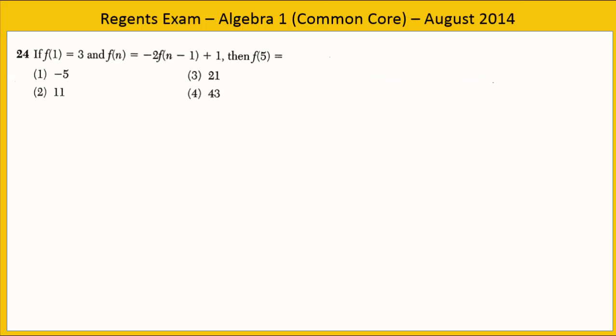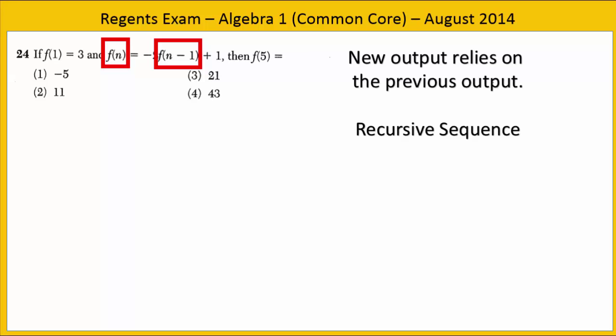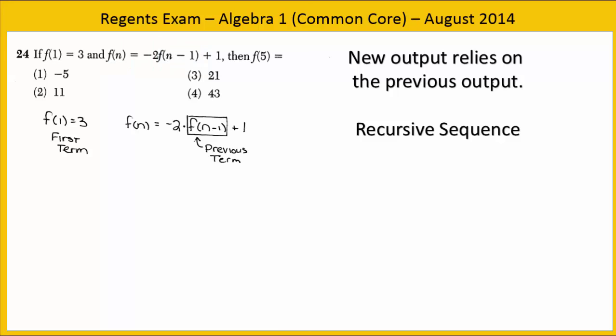In problem 24, we're given something that looks pretty confusing, but if we look carefully, we can figure out what it means. Notice that the function has an f of n, which is an output, and f of n minus 1, which is a previous output. This equation, or function, relies on previous outputs to determine the new output. This is a recursive sequence.